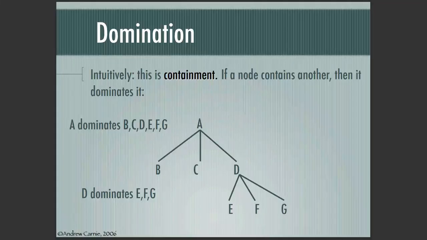Let's take an example in the tree. As you can see here, A dominates B, C, D, and also dominates E, F, G. It's like a mother who has daughters. The first daughters are B, C, D. And one of the daughters of A, the mother, has also some daughters like E, F, G. So E, F, G are the daughters of D, and B, C, D are the daughters of A. So as you can see here, D dominates E, F, G, and A dominates B, C, D, E, F, G.